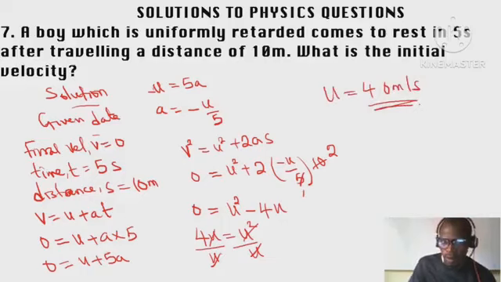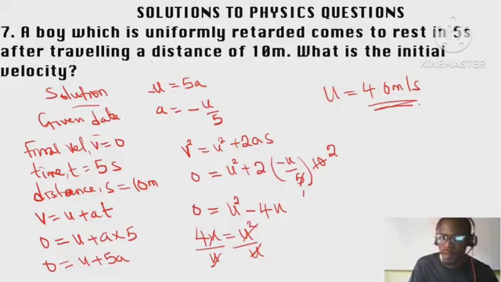Now, do you see how we calculate the initial velocity? From the information we are given that a boy, which is uniformly retarded, comes to rest in 5 seconds. That means for the boy to uniformly retard, the final velocity is equal to 0. And the initial velocity is not given, neither are we given the final velocity, but we are given the time at which it is being retarded to 0. So in that case, the distance it covers in the course of retarding is 10 meters.